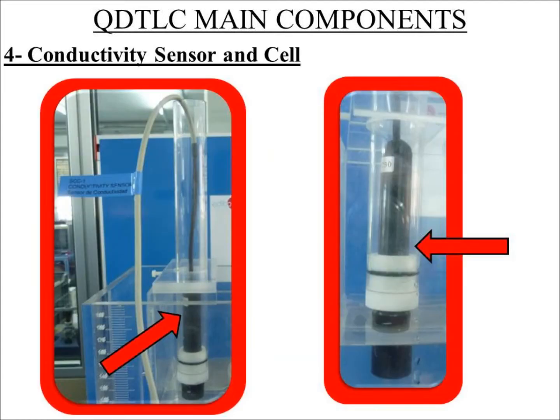Number 4. Conductivity sensor and cell. These components will measure the conductivity, that is the capacity of a solution to conduct electric current. These have a measuring capacity of 0.1 milliSiemens to 19.99 milliSiemens, a resolution of 0.1 milliSiemens, and an accuracy of plus or minus 2%. The diffusion cell or sensor has a capillary number of 317, a capillary length of 5 mm, and a capillary diameter of 1 mm.